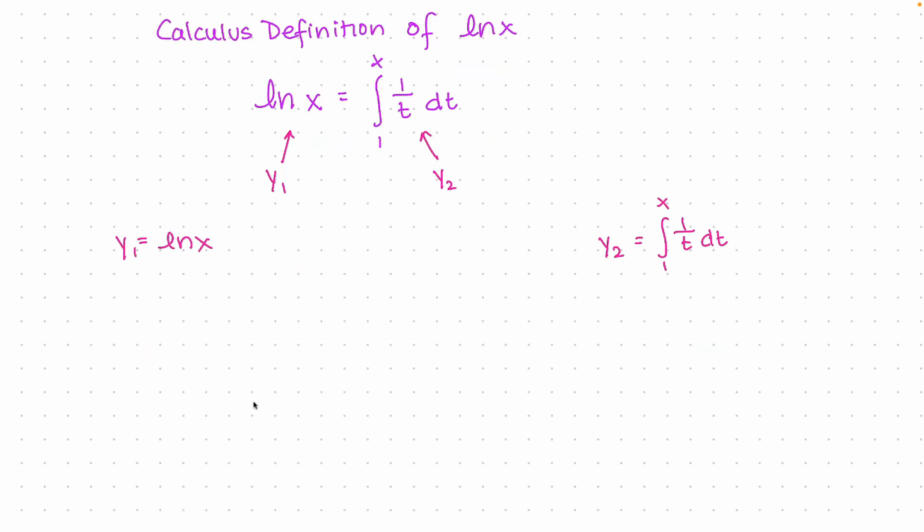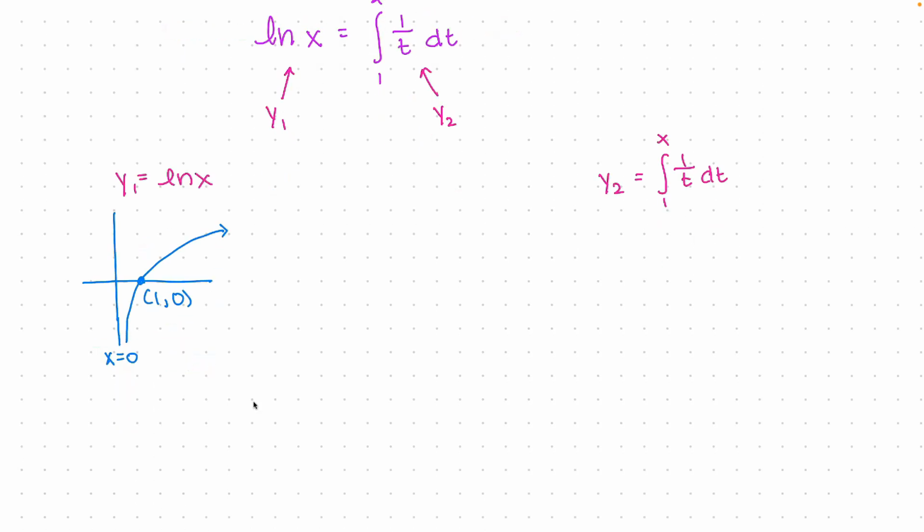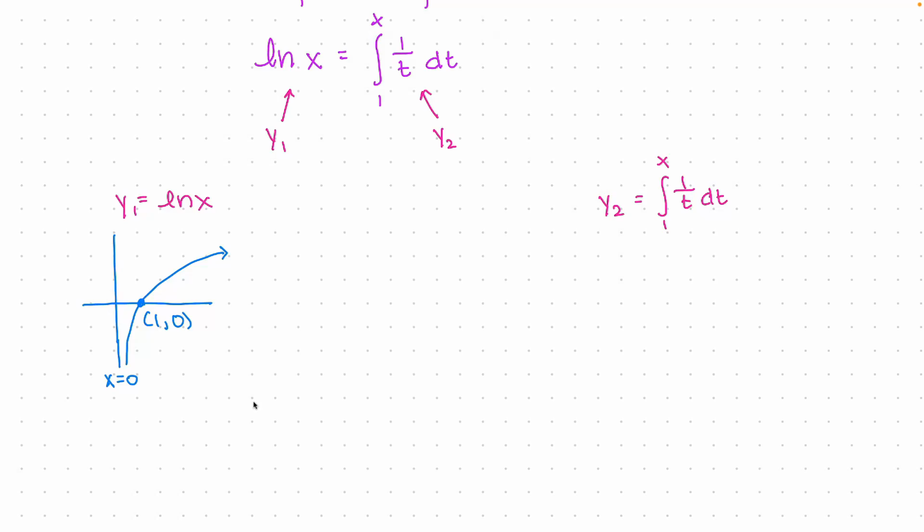So if I've got y1 equals natural log of x, we know a graph for that. Remember, it has a vertical asymptote at the y-axis, and it's this increasing function that crosses the x-axis at (1, 0). So this graph has some characteristics. That means natural log of x has some characteristics.